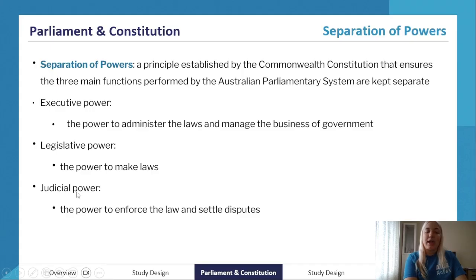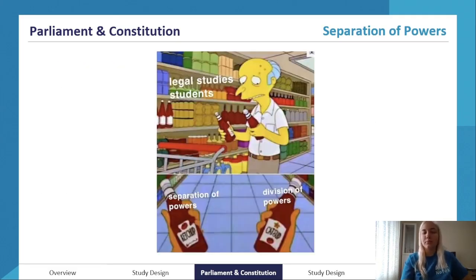However, judicial power is kept relatively completely separate, which is really important so that our judges are not biased and have no affiliation to any members of parliament or any executives slash ministers. So, judicial power is defined as the power to enforce the law and settle disputes. So, don't confuse the two. Again, very important. Remember, the division of powers was when we were referring to the division into exclusive, residual, and concurrent. And the separation is referring to keeping the key powers involved in lawmaking separate.